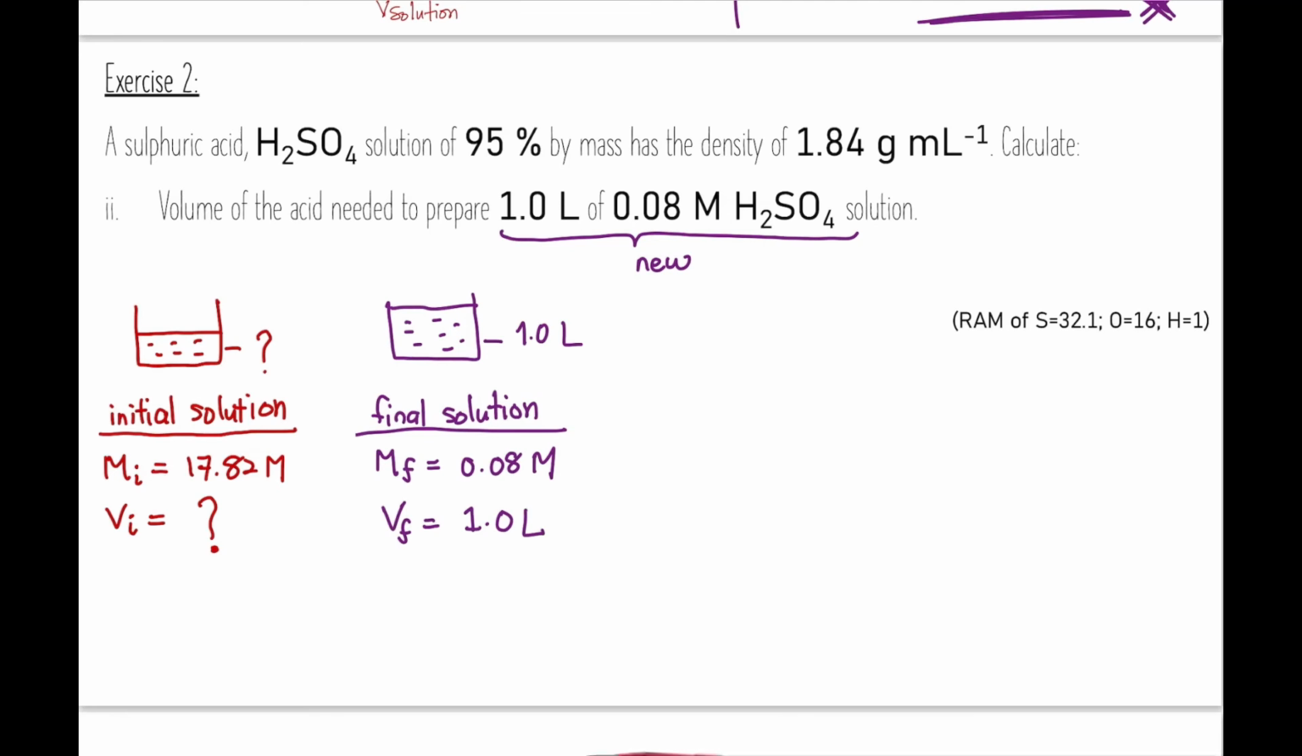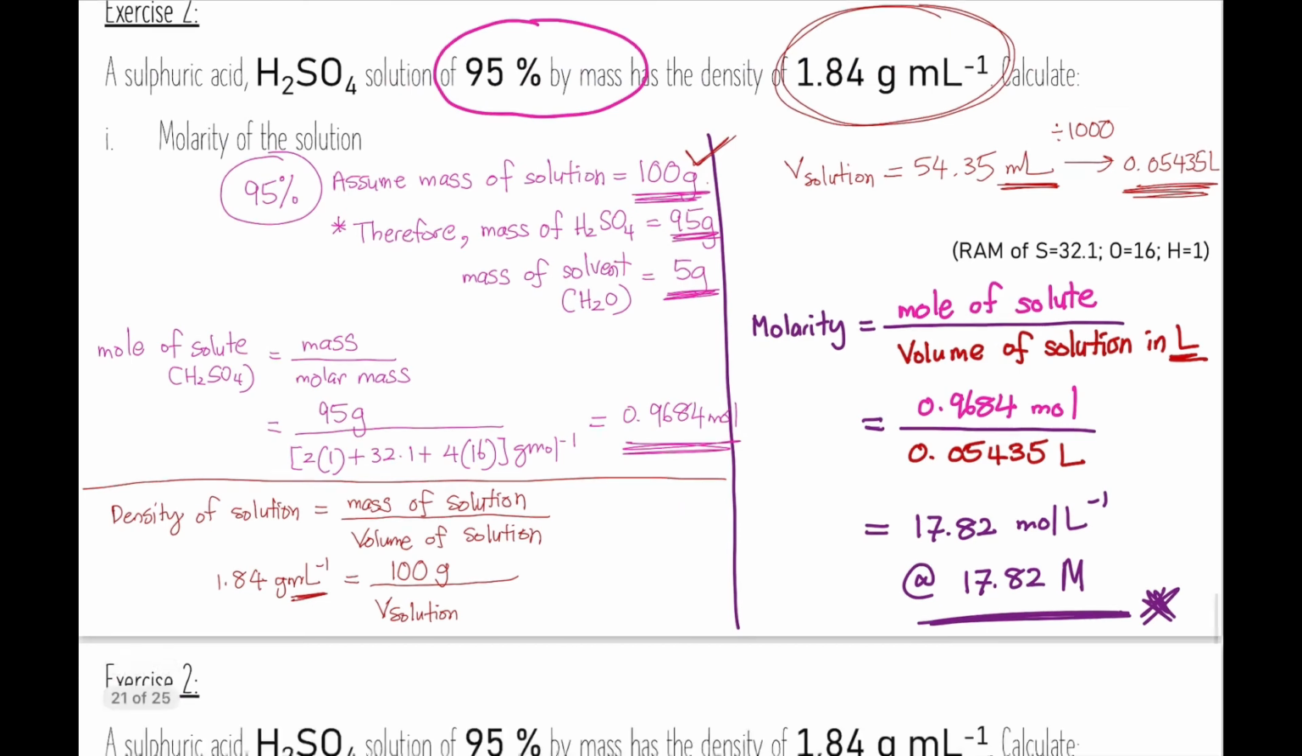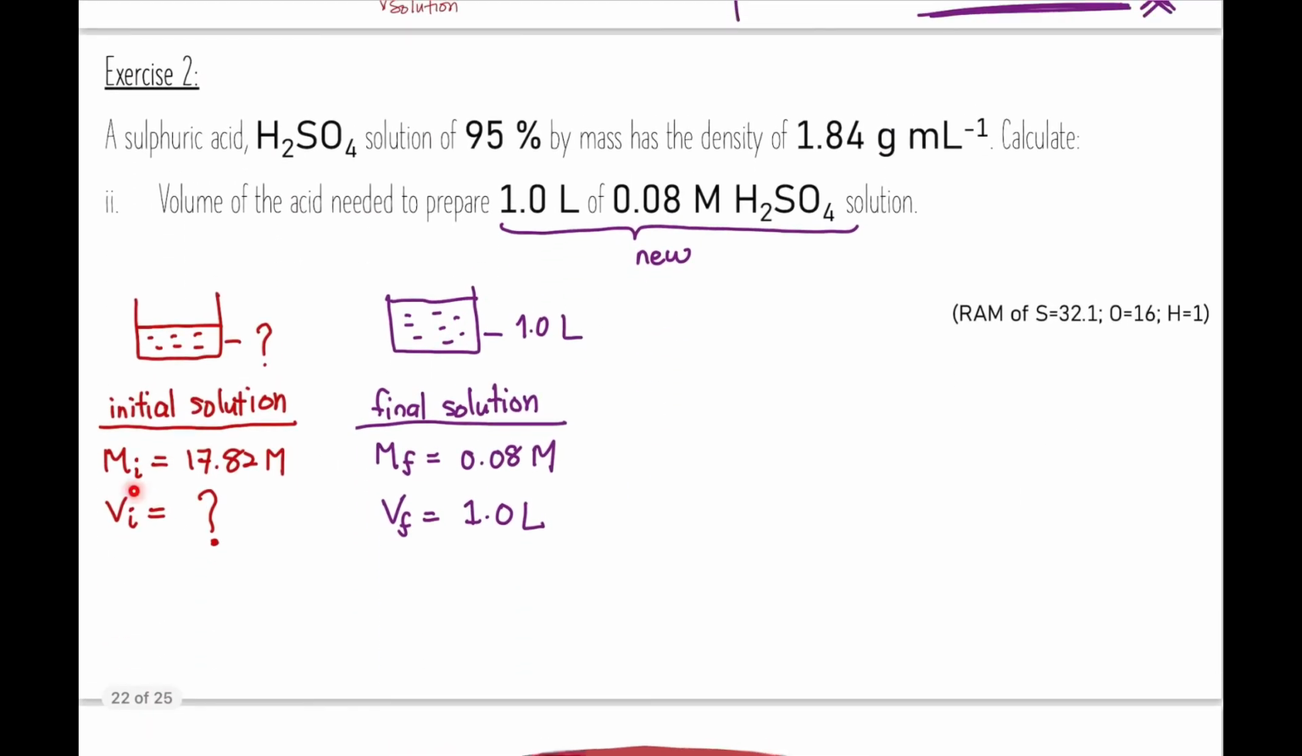Okay, so as you can see here, the initial concentration as obtained from the previous question is 17.82 molar. How much of this solution is needed to produce the new solution with 0.08 molar and with a volume of 1 liter? Now we can use the formula, which is M1 V1 for the initial solution equals to MF VF, which is from the final solution.